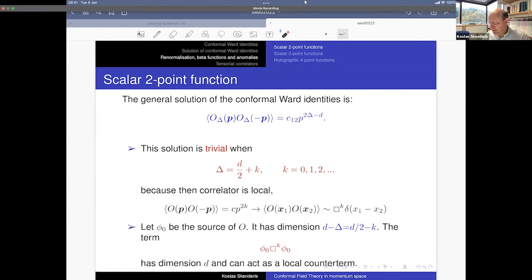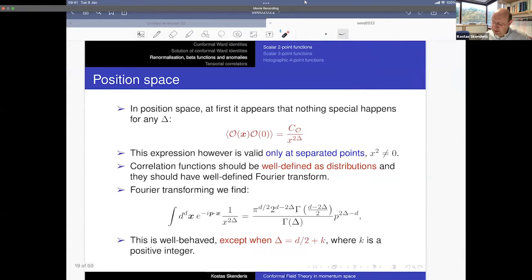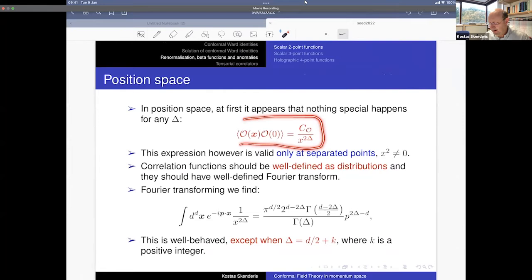Okay, but in position space, we're used to the fact that two-point functions take this form, 1 over x to the 2 delta, where delta is the scaling dimension. And one usually doesn't discuss special cases. So what was special with this dimension? Now, the point is that correlators should be viewed as operator valued distributions. And this means that for this expression to make sense, it has to be a well-defined distribution. In particular, it should have a well-defined Fourier transform.